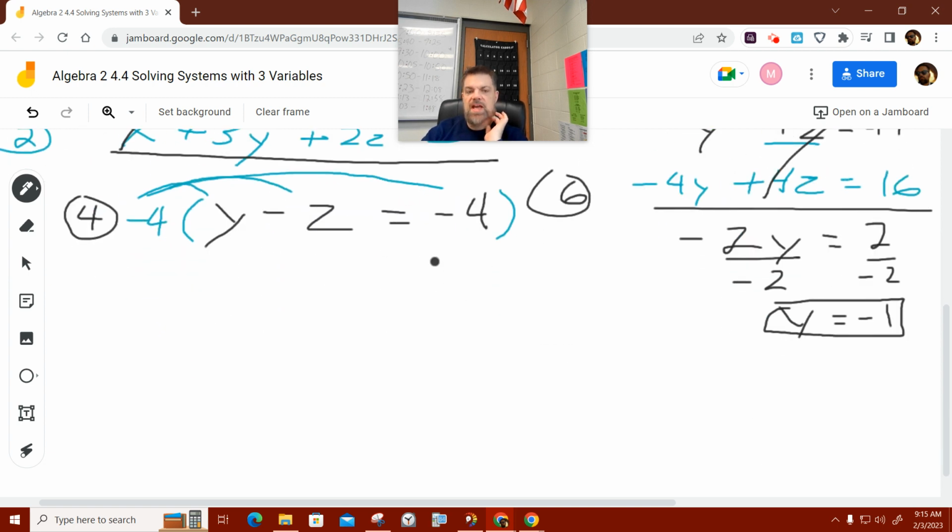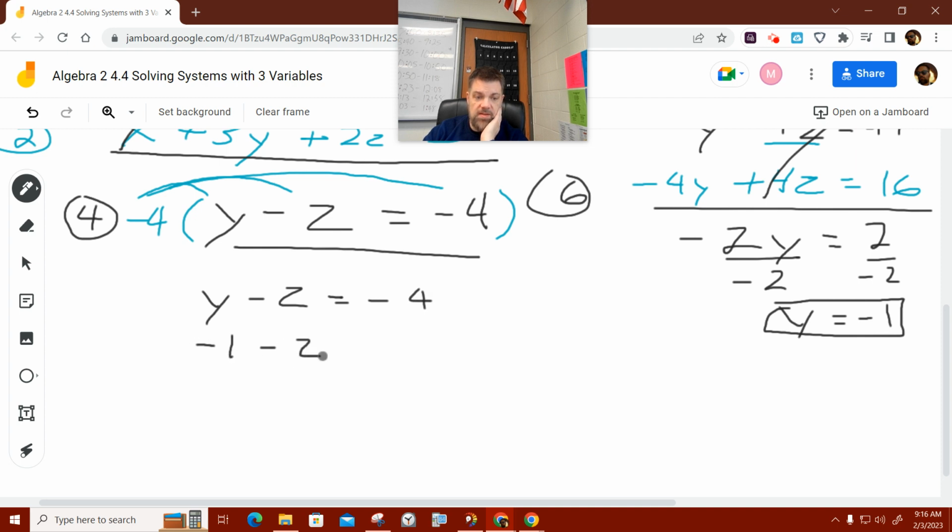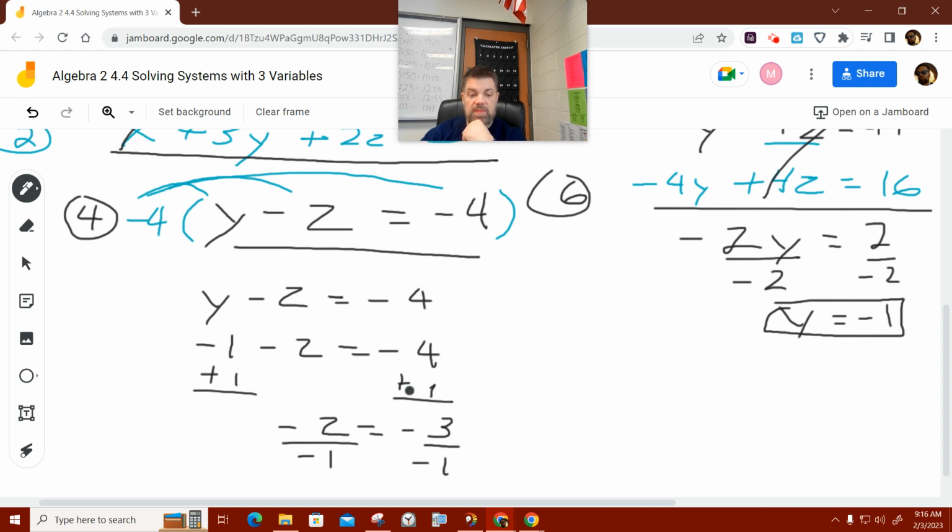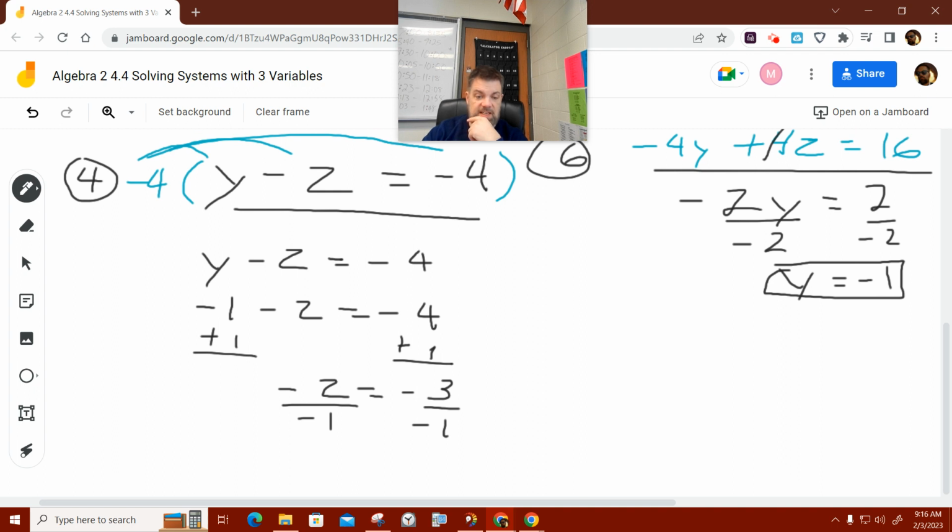So now that I know what y is, I just need another equation, and I can solve for z. So I'm going to use this equation here, and I'm going to say y minus z equals -4, but I'm going to plug in -1 for y. I'm going to add 1 to both sides, and I get -z is equal to -3. Divide by a -1, divide by a -1, and I get z is equal to positive 3.